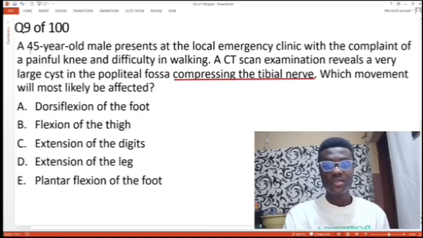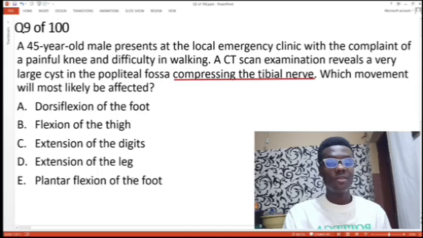The question says a 45-year-old male presents at the local emergency clinic with a complaint of a painful knee and difficulty in walking. A CT scan examination reveals a very large cyst in the popliteal fossa compressing the tibial nerve. Which movement will most likely be affected? There's a flexion of the foot, flexion of the thigh, extension of the digits, extension of the leg, plantarflexion of the foot.